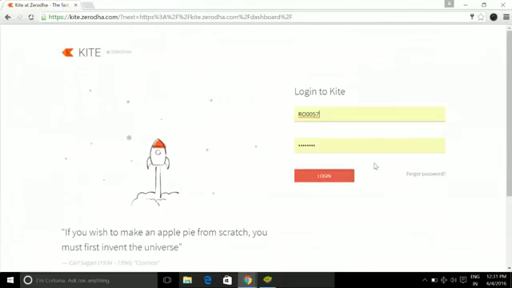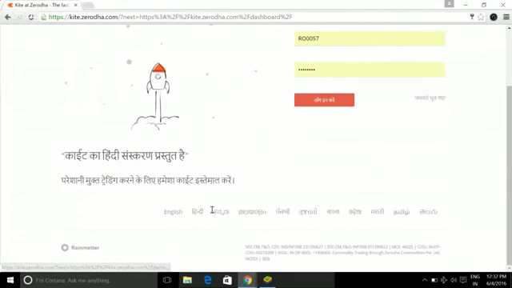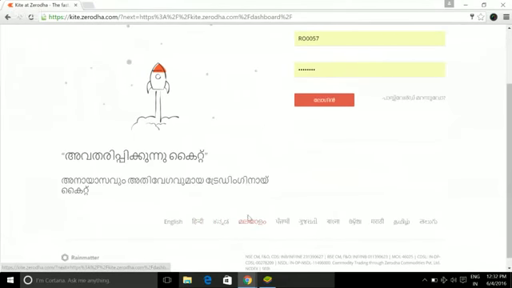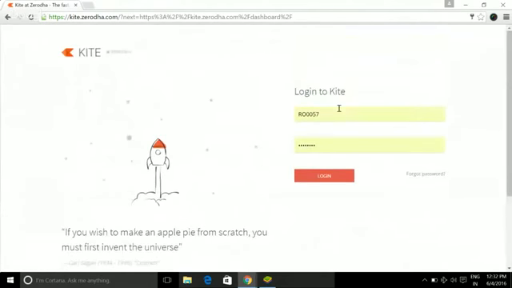So now, I'll quickly run through a demo of Kite. If any of you have a question, you can just let me know once we've finished the webinar, right? So firstly, on the dashboard, when you log into kite.zerodha.com, you can see the different languages that you can opt to trade on. You can choose a language and then log in. I'll keep it easy and do it in English.